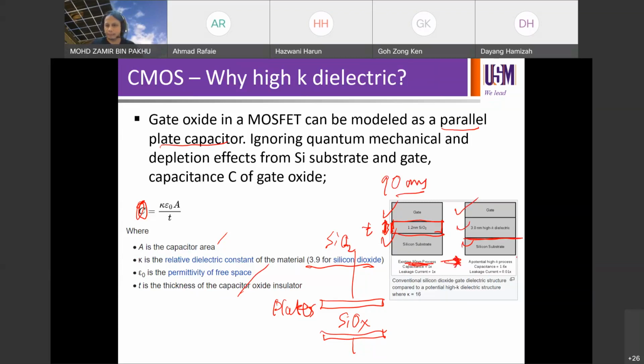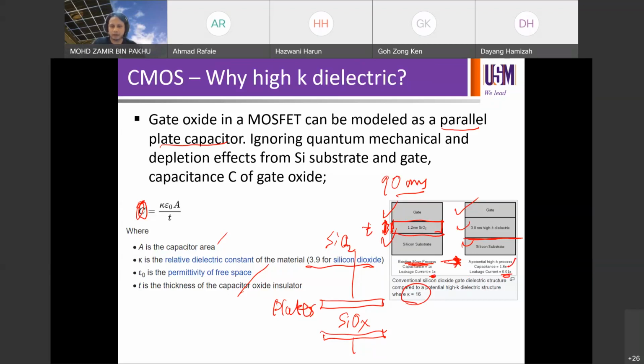where capacitance is increased by about 1.6 times higher, and leakage is minimized by this much. So it's only like migrating from 1 times to 0.01 x of the previous, right? So that's like 1% of the leakage current compared to the one on the left, right? So the K in this case is about 16. So we're talking about a high K dielectric.